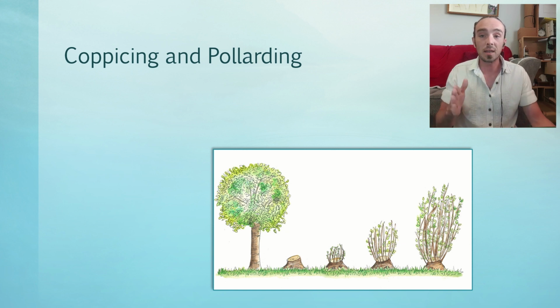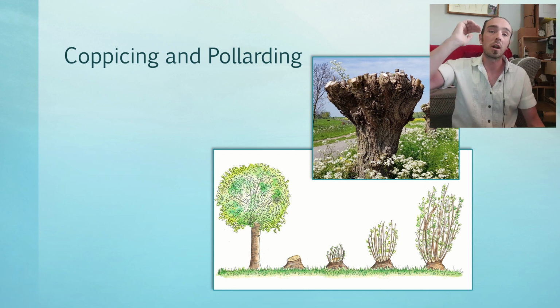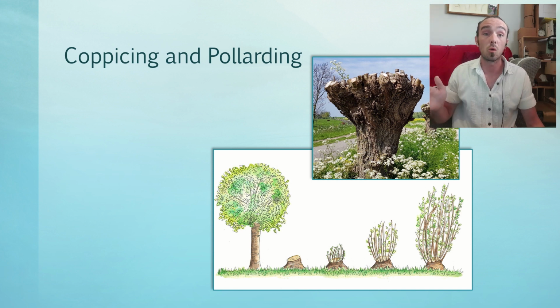And by doing this, we've actually lengthened the life of the tree. So here's an example of coppicing. This is kind of halfway between coppicing and pollarding. Coppicing is where we cut it down low, and pollarding is where we cut it kind of at head height. You've probably seen a lot of pollarding on the side of roads.